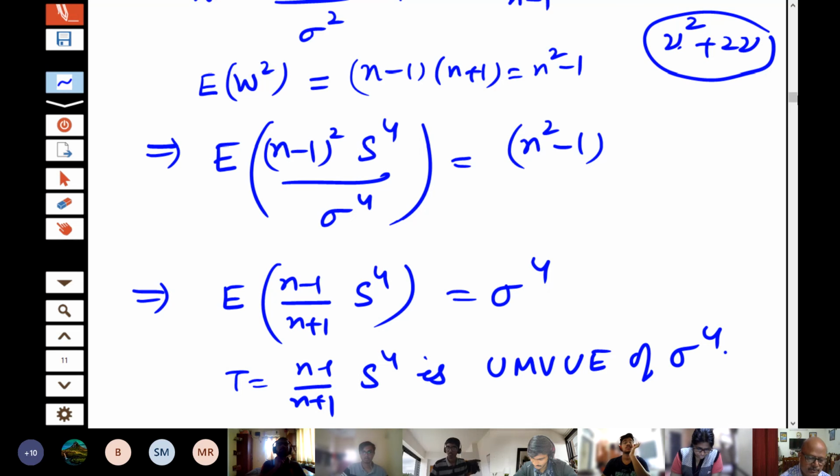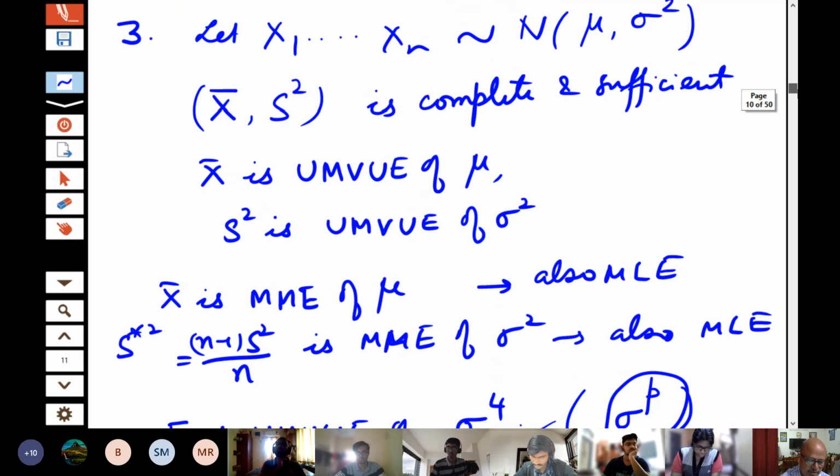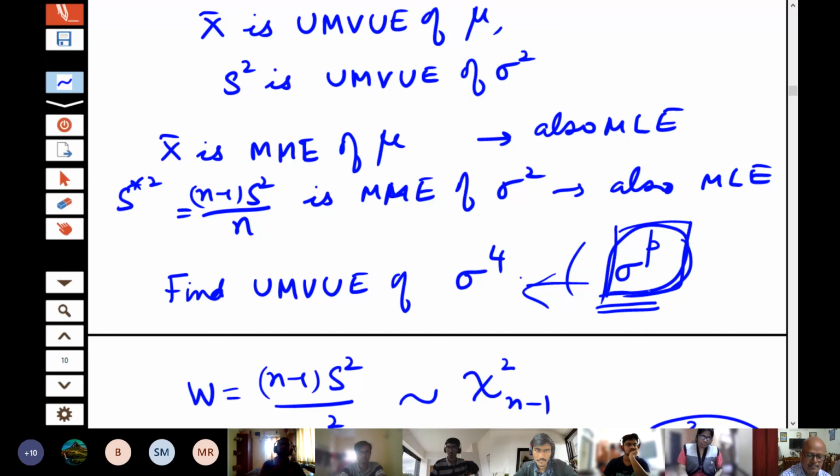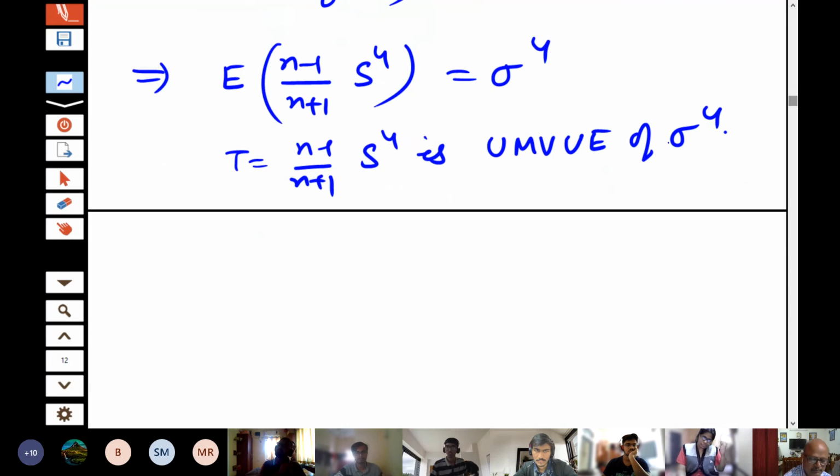So now I have asked you another question for sigma to the power p. Okay, so you now tell me from there. Of course, you will have to calculate a little bit. It is not one step, you have to actually write the expectation there. So what is the UMVUE for sigma to the power p now? That you have to calculate. So please work it out.